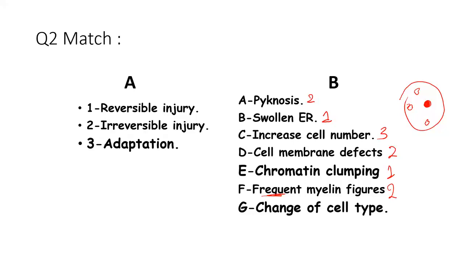Frequent myelin figures go where? When they are frequent, they denote we have irreversible membrane damage. As we have said, it is always related to irreversible type of injury if they are frequent. Okay. The last one, change of cell type. Change of cell type means what? Metaplasia. Very good. And metaplasia goes with adaptation.